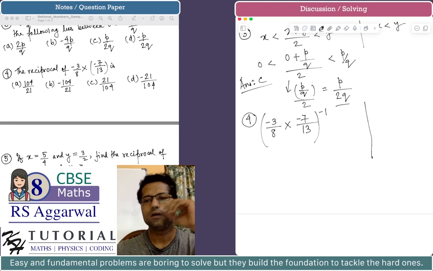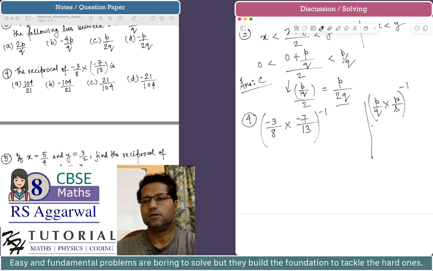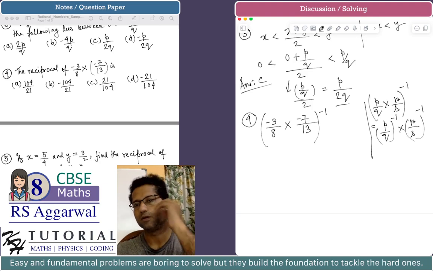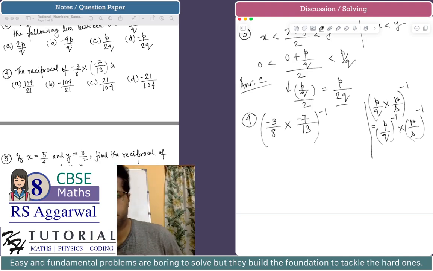Now some side notes: if you have a product of two rational numbers, P by Q into R by S, and you have to find the reciprocal of the product, then you can also do it like this. Even though it will not possibly help much, you should know that this is equal to the reciprocal of P by Q multiplied by the reciprocal of R by S. The reciprocal of the product of two rational numbers is equal to the product of the reciprocals of the individual rational numbers.